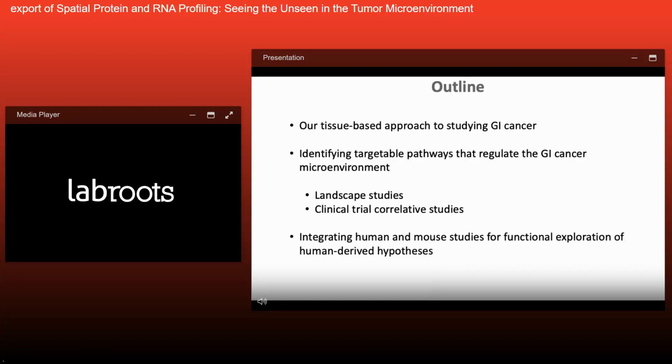For today's talk, I'd like to touch on 3 different topics. First, I'll go over our tissue-based approach for studying GI cancer. Next, we'll look at some examples of how we identified targetable pathways that regulate the GI cancer microenvironment using both large landscape studies and clinical trial correlative studies. And then finally, we'll talk about how human and mouse studies can be integrated to functionally explore hypotheses that we derive from human specimens.